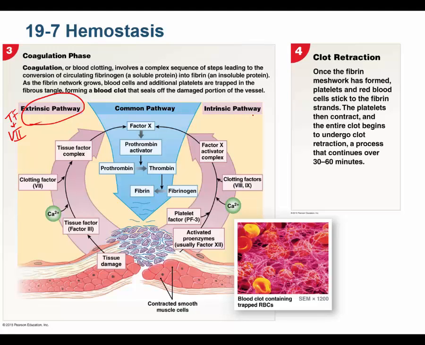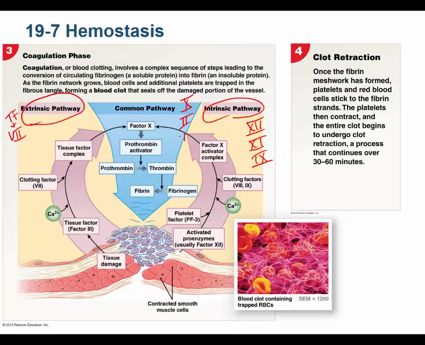And then there's an intrinsic pathway right here, which is 12, 11, and 9. So it's 12, 11, and 9. Roman numerals, we use Roman numerals to designate these clotting factors. And they feed into the common pathway. And then the common pathway is 10, 2, and 1.